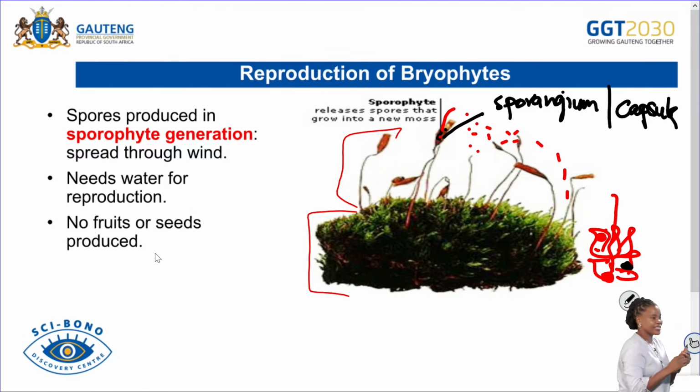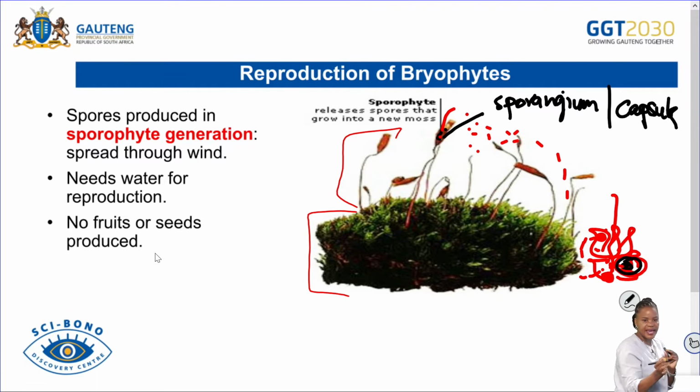Now the male branches, what is going to happen? Through water, when this part is covered by water, they will release the sperm cells. The sperm cells will swim because of water. They will swim into the female branches, whereby they will fuse. The sperm cell will fuse with an egg cell, which is inside the female branch.